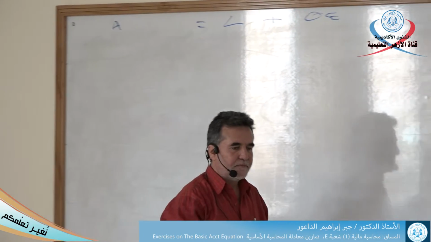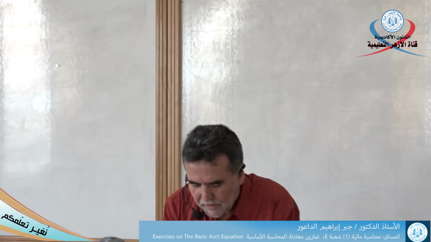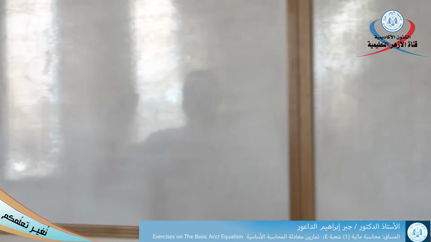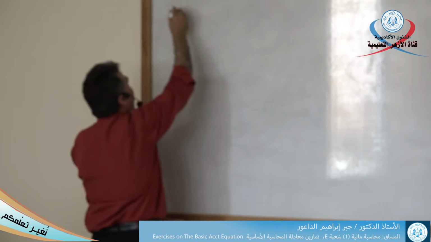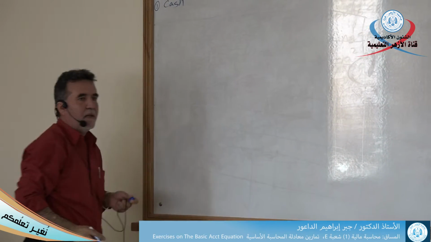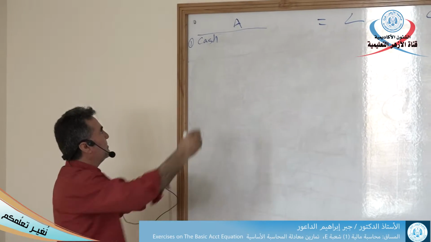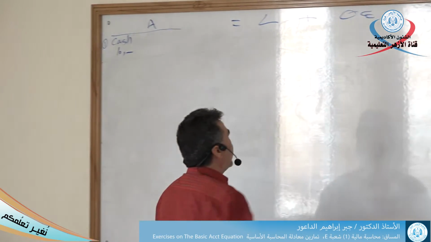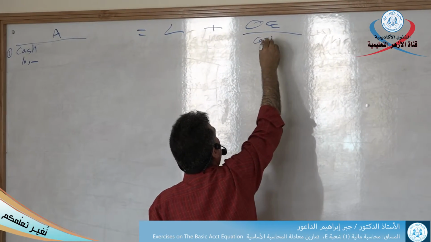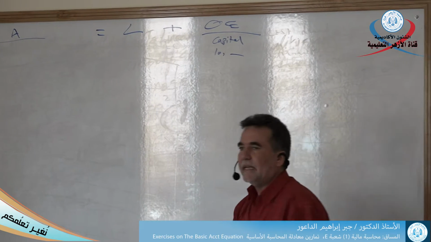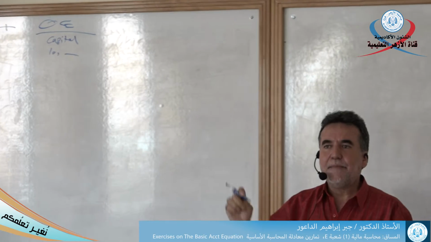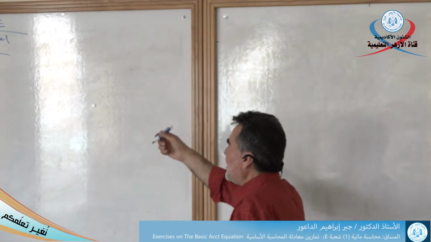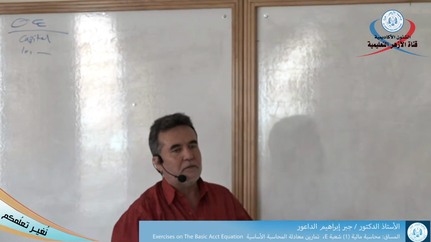The first transaction is Mark invested 10,000 cash in the business. استثمر 10,000. So assets, cash, will be increased by 10,000. At the same time, the owner's equity will be increased by the same amount. Capital, 10,000. Okay? Invested 10,000, so the cash will be increased by 10,000. At the same time, the owner's equity will be increased by the same amount, 10,000.